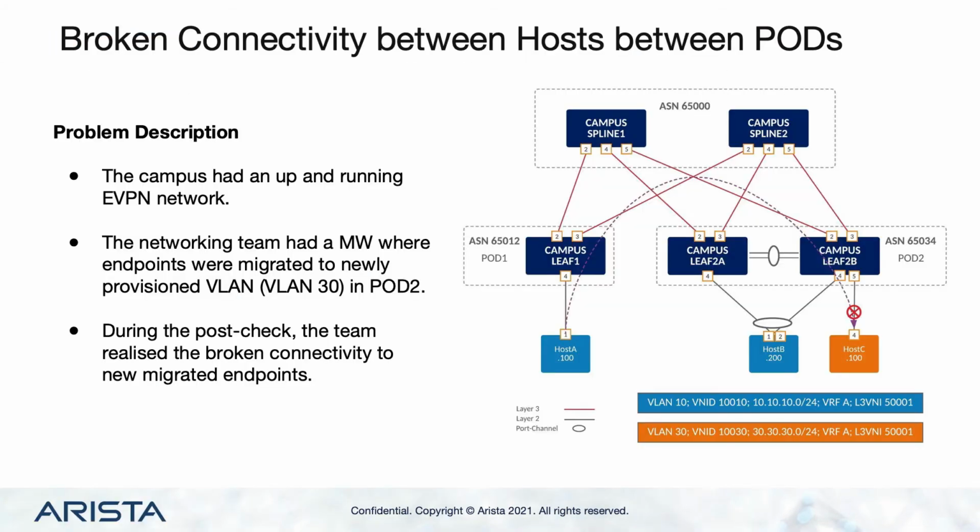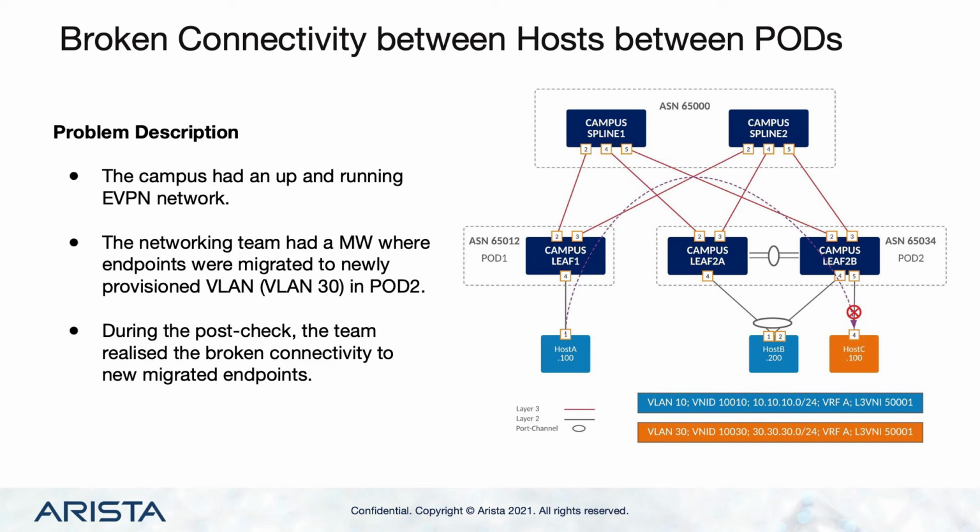In this case study, we will investigate the broken connectivity between host A in pod 1 and newly provisioned host C in pod 2. The network team had a maintenance window in which they provisioned the new VLAN 30 in pod 2. However, the post-check validation failed when they tried to ping from host A to host C.